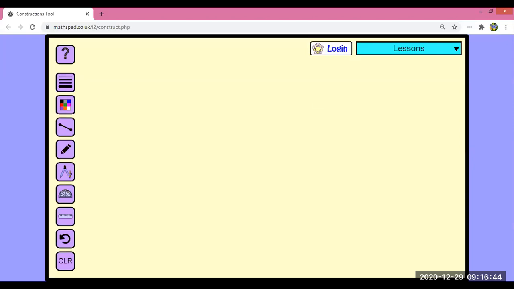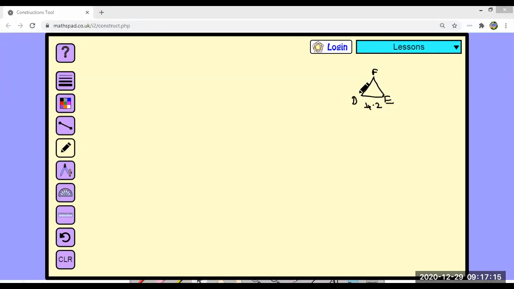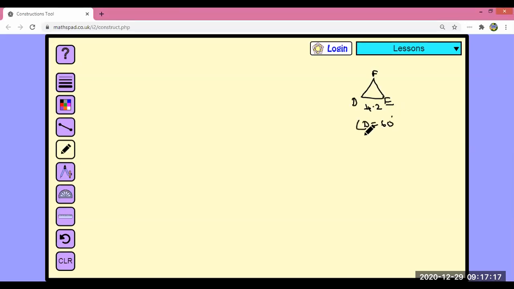Let us check if we are able to get the complete diagram over here on this slide. So the rough diagram was a triangle which had base DE 4.2 centimeters. So quickly, I'm going to draw it over here. A triangle with base 4.2 centimeters, that's DE, and that vertex is F, the last vertex. Angle D is 60 degrees and angle E is 70 degrees.